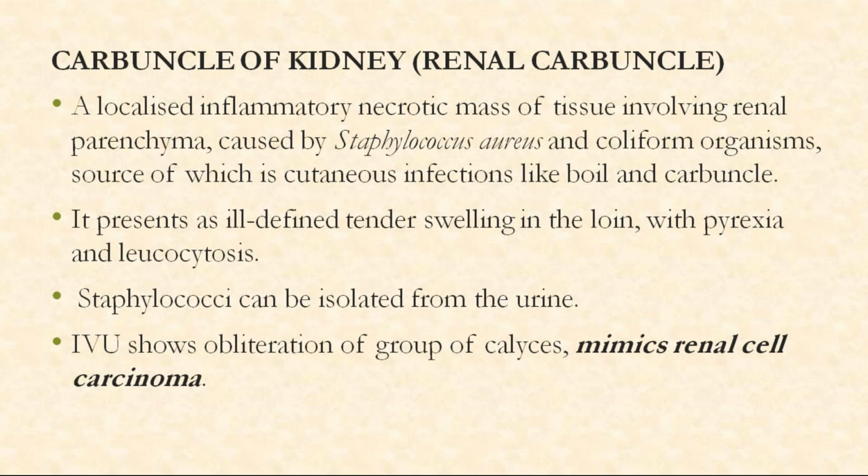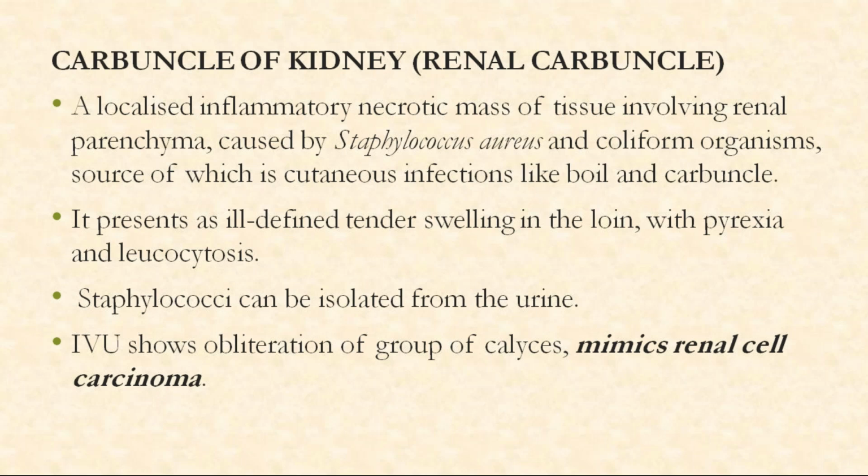If you do the total count, the leukocyte count may be raised because of infection. Next, if we culture the urine, we can isolate the Staphylococcus organisms. Staphylococcus aureus is mainly responsible for the development of carbuncle of the kidney. You can isolate it from the urine culture and give proper antibiotics. A culture sensitivity and antibiotic test can be done from the urine.